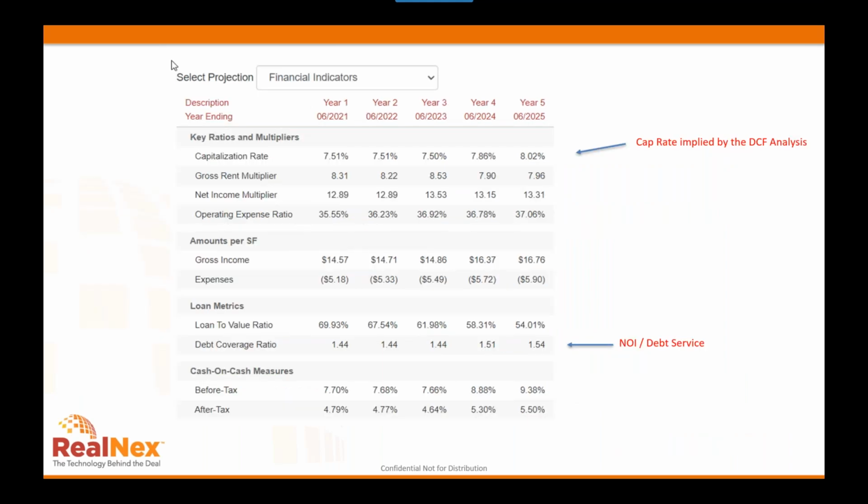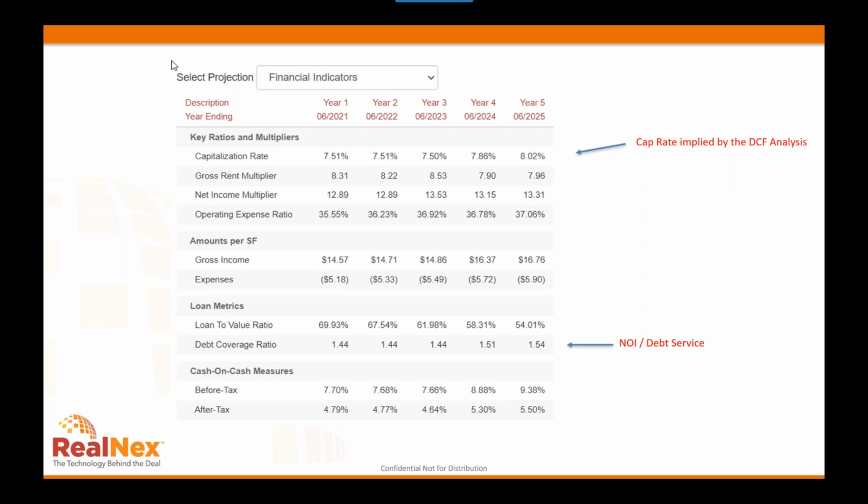All right. Some other summary measures that are really important: the implied cap rate for the property each year. Initially it was 7.51%. By the time we get to year 5, it goes up to 8.02%. Gross rent multiplier, so that's our value of the property divided by the gross rent. Same idea with the net income multiplier, the value of the property each year divided by the net income on the property. Our operating expense ratios, what the values are on a per square foot basis.